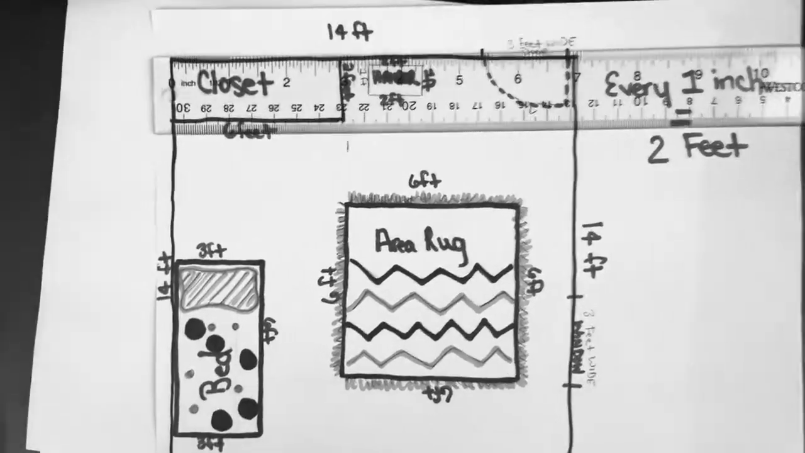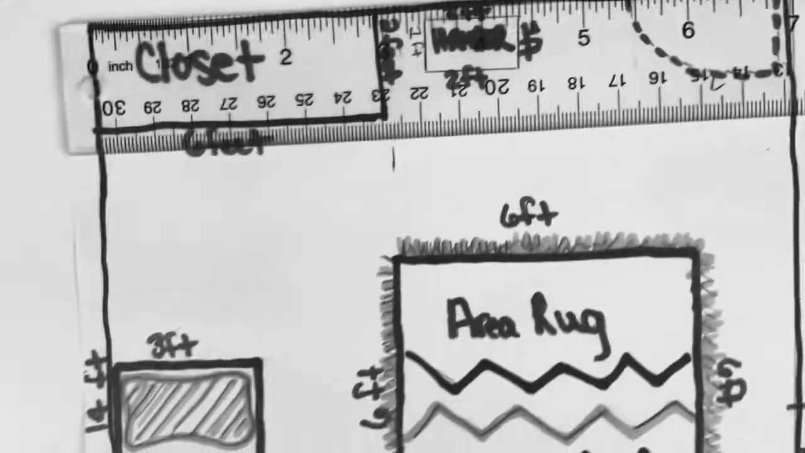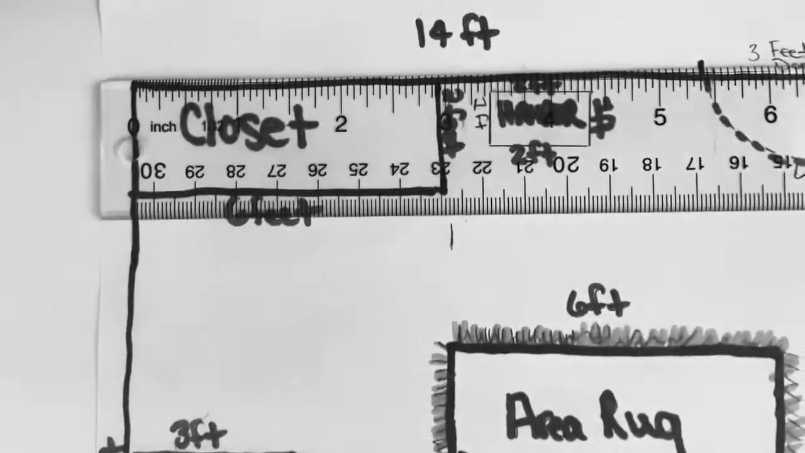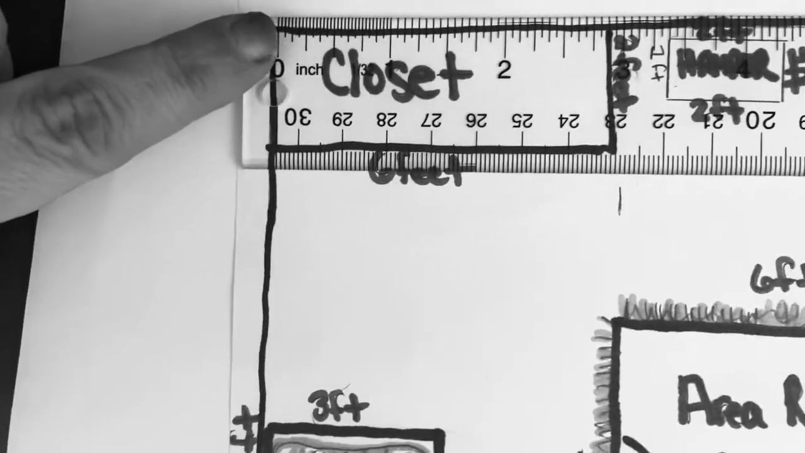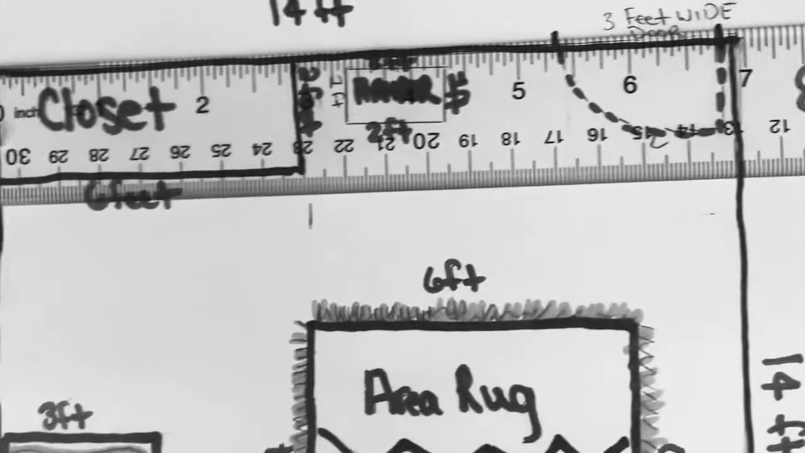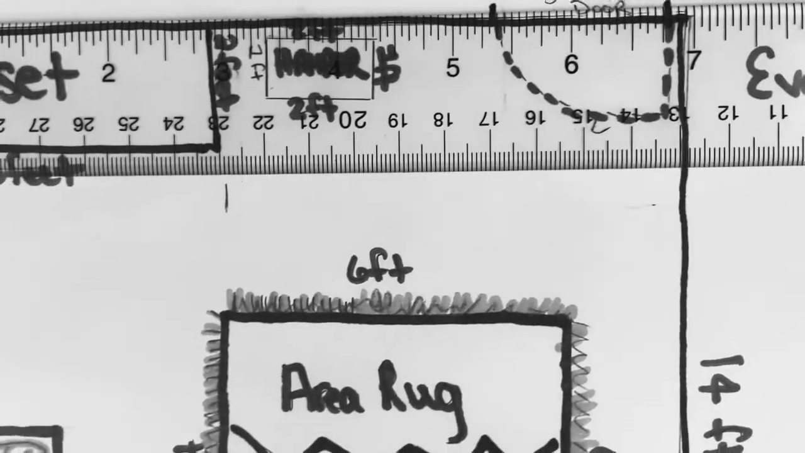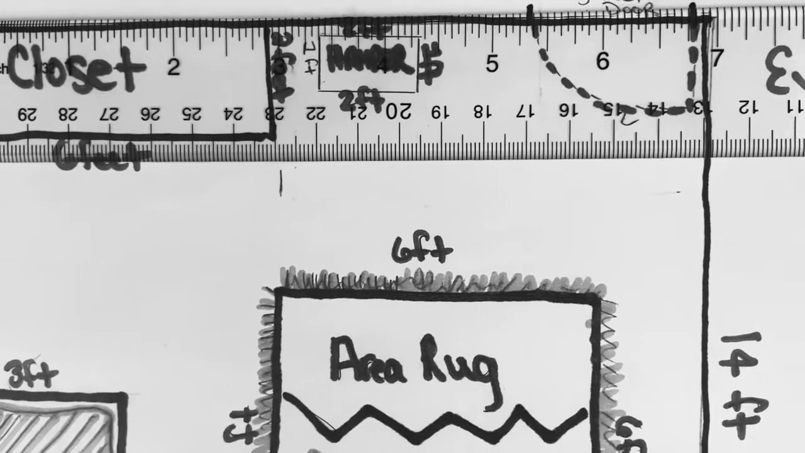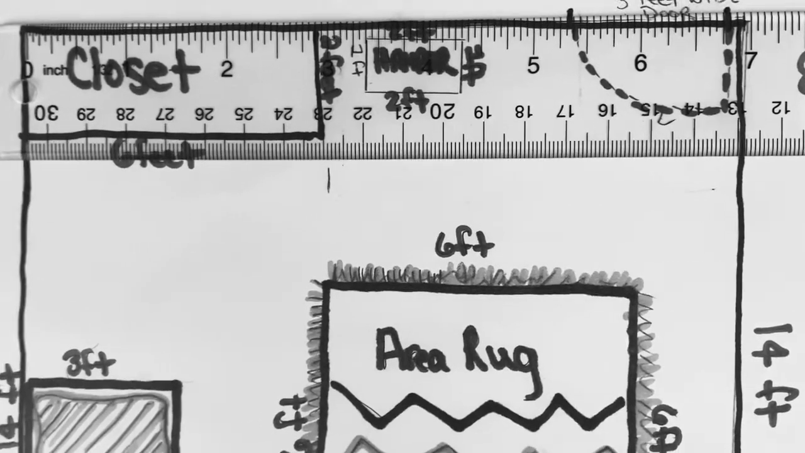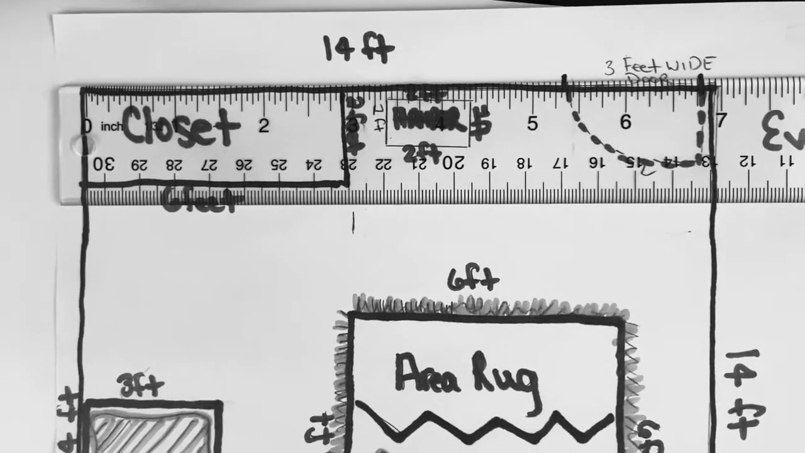So what I did was I took my ruler and I lined up the 0 at the first line, and I took it to the 7 inch mark. Now remember, each inch is 2 feet. So what's 7 times 2? 14.